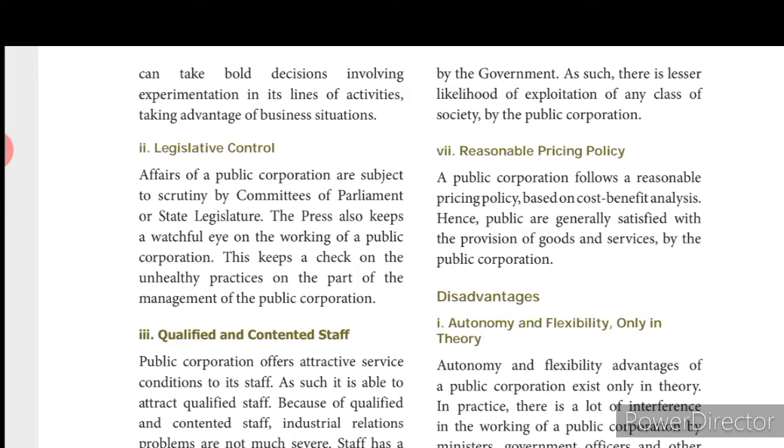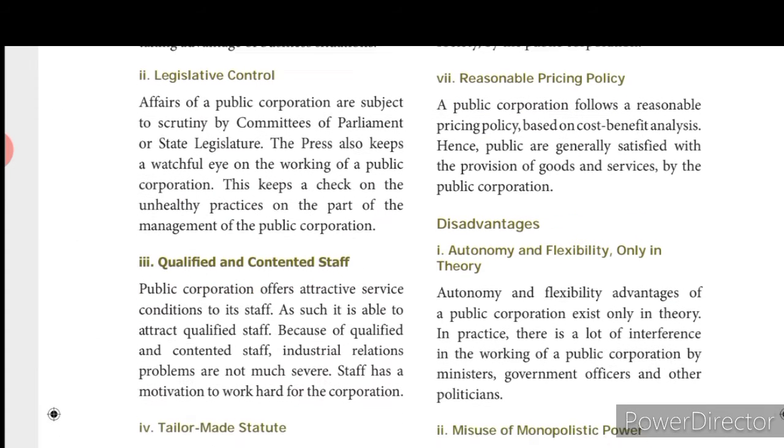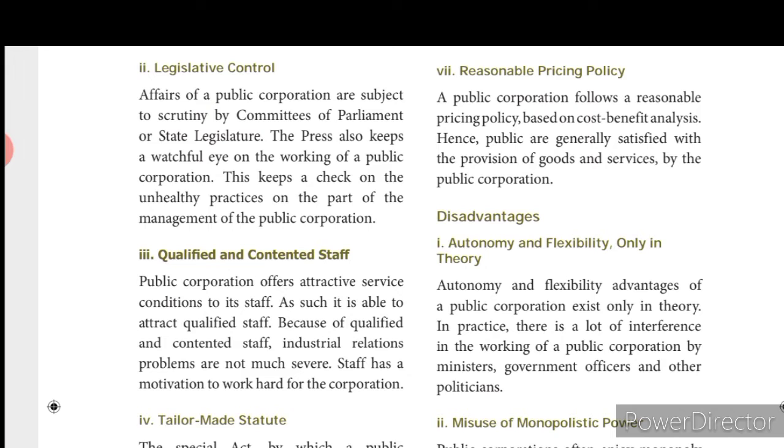The affairs of a public corporation are subject to scrutiny by committees of parliament or state legislature. The press also keeps a watchful eye on the working of a public corporation. This helps check unhealthy practices on the part of the management of the public corporation.